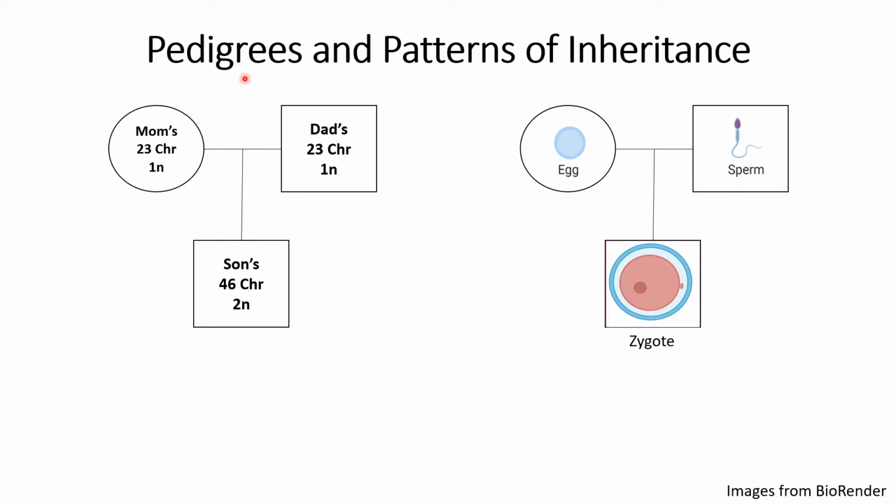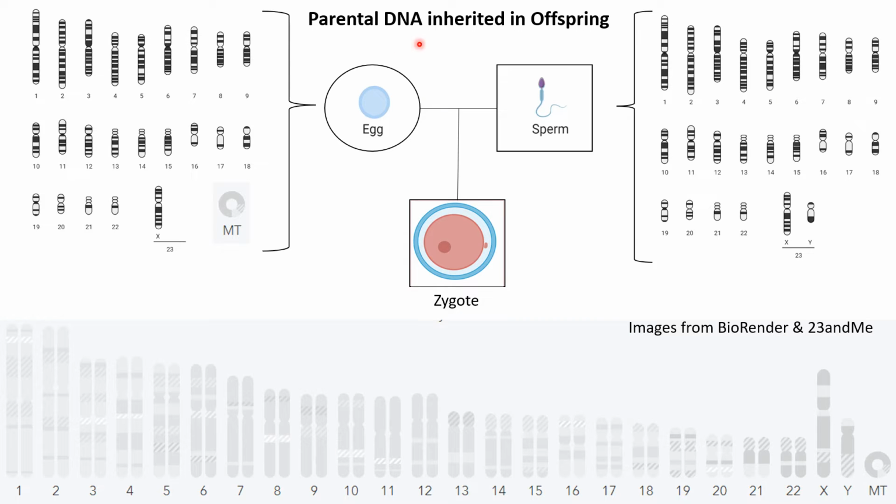So one N from the mother and one N from the father will combine to create 2N. So there will still be 23 chromosomes, but there will be duplicates. There will be two pairs, and those pairs are coming from each parent. And that will form the zygote, which will be a unique combination of the parents' DNA, and genetic mutations could occur as well. So parental DNA is inherited into the offspring.